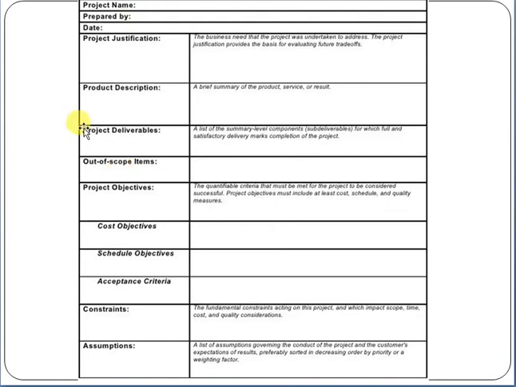Always, I'm trying to explain to you, remember one thing: this is not a scope document, this is a scope statement, which is decided before project execution. This is decided between the customer and the vendor.